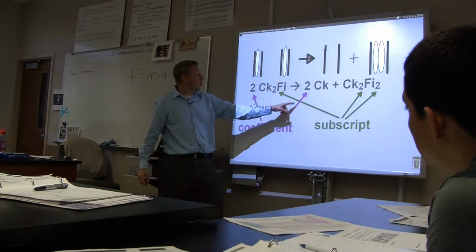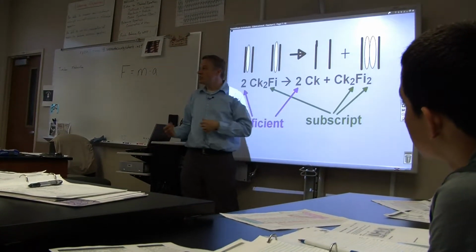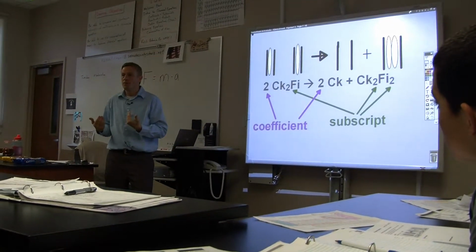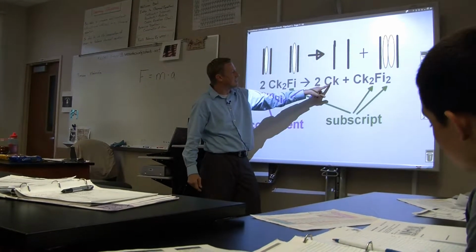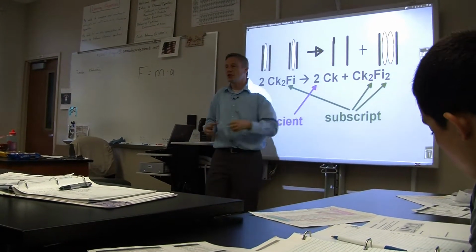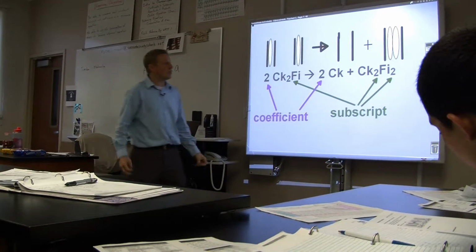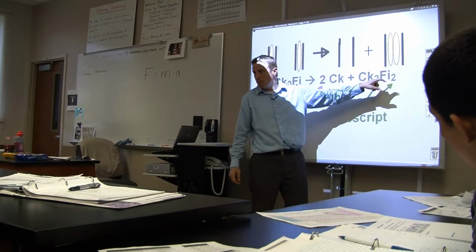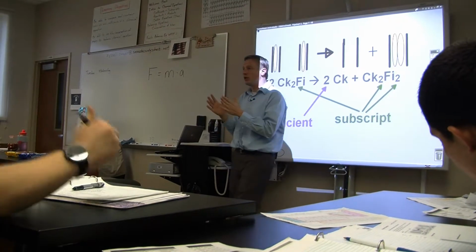Where we also use coefficients is with the leftovers. These 2 chocolate cookies, if we were successful at getting all the cream off, would they stick together? No. So we also use the coefficient to show 2 individual element pieces that are not stuck together into a bigger molecule, that have no bonds holding them together. But we do use the subscripts on the double stuff Oreo, because on the double stuff Oreo, this cream and these cookies are all going to stick together.